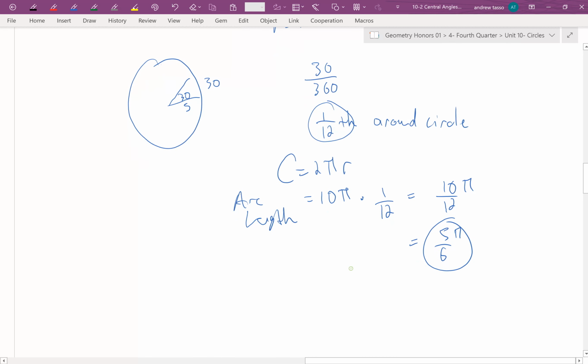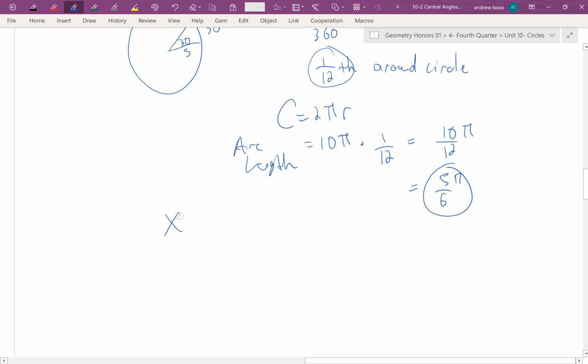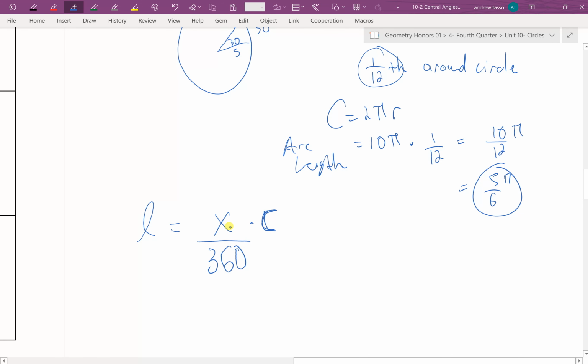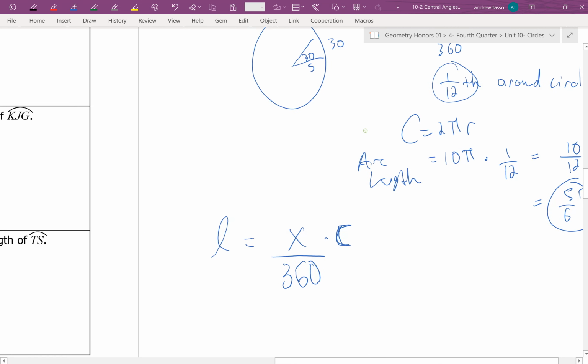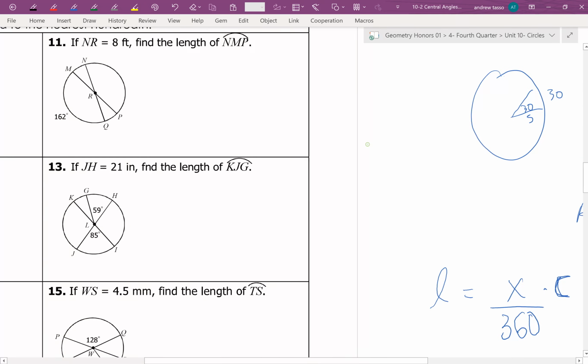So, time for a formula. If we have our situation of going x degrees around a circle, and the whole circle has 360 degrees, and I times this by the circumference, that will give me the arc length. So L equals x over 360 times circumference. Let's put that formula here: x over 360 times circumference. And let's try an example.